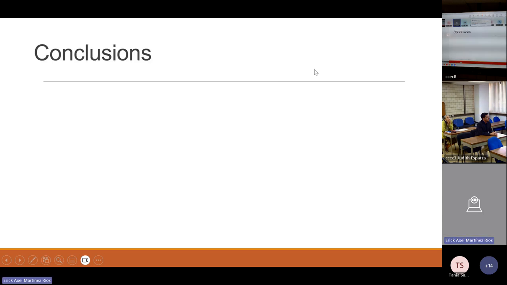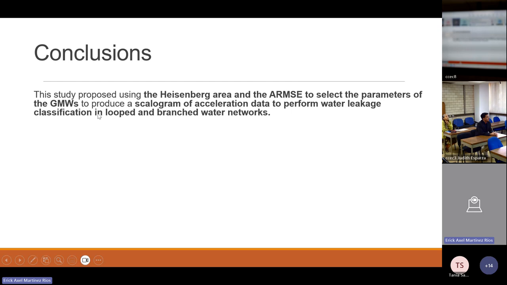As conclusions, in this study we proposed using the Heisenberg area and the average reconstruction mean square error to select the parameters of the generalized Morse wavelets to produce a scalogram of acceleration data to perform water leakage classification in loop and branch water networks.